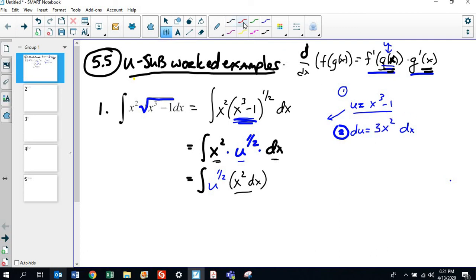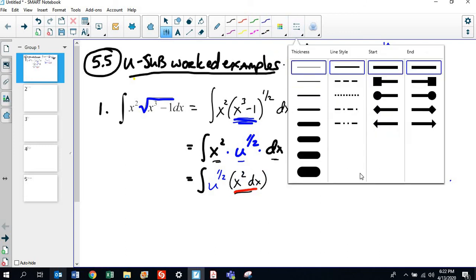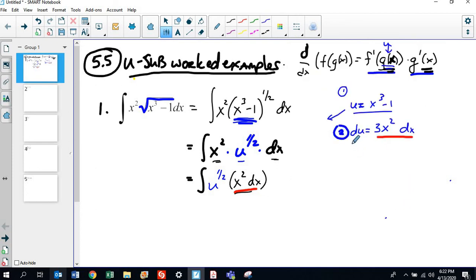Okay, and so now I take a look at what is here compared to what I have left. Are they the same, or are they really close to each other? In other words, is the only difference a constant? And in this case it is. The only difference is a constant. So I can divide both sides by 3 and get 1/3 du equals x squared dx. But I want to make sure that I'm substituting exactly for what I have, and I have exactly x squared dx. So I'm going to substitute 1/3 du for that.